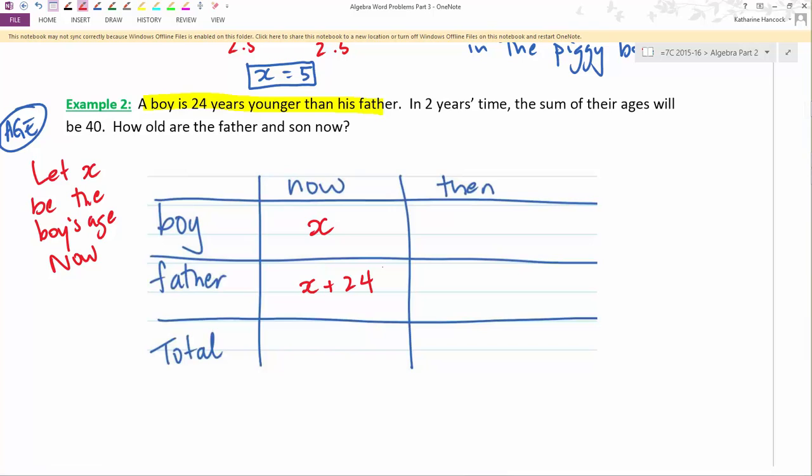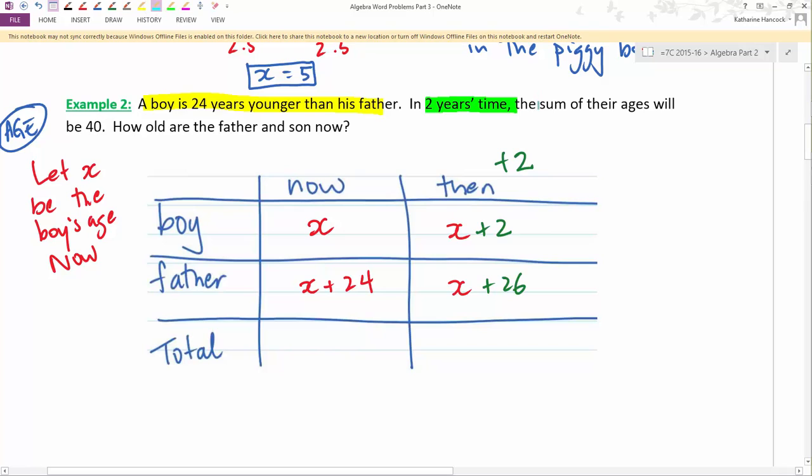Okay, next piece of information. They tell us in 2 years' time. How do I find out how old I am in 2 years' time? I'm going to have to add 2. So if the boy was 10, we add 2, he'd be 12. No matter what the age is, adding 2 is going to let us find out how old he'll be in 2 years. So it's going to be X plus 2 for the boy. And the dad right now is X plus 24. In 2 years' time, we're going to have to add another 2 on there. So that'll give us X plus 26.